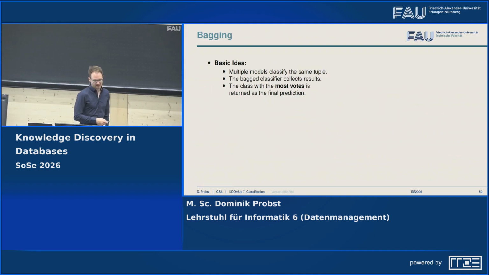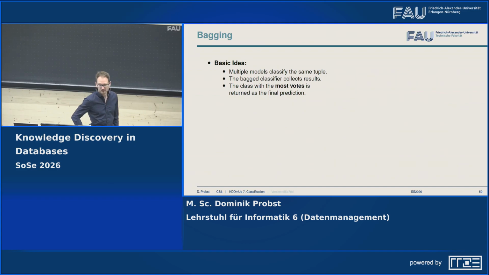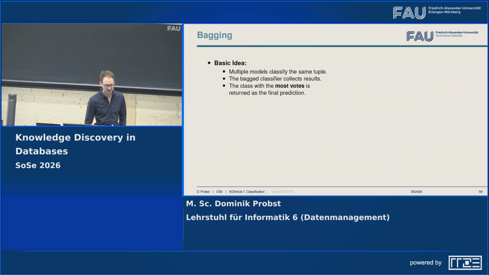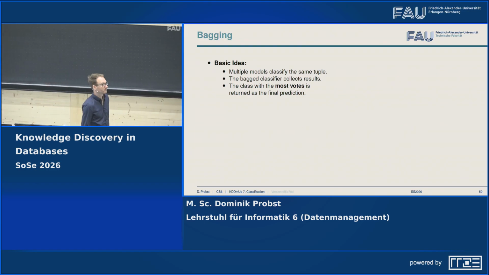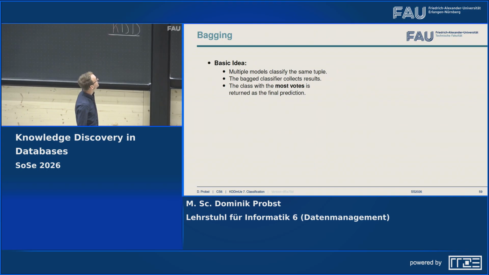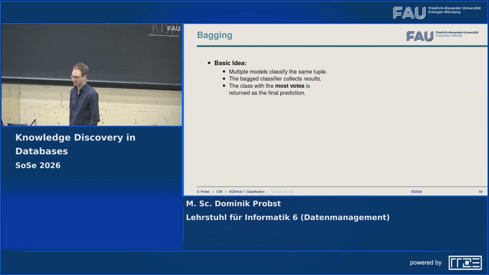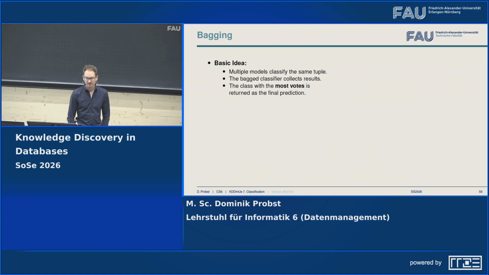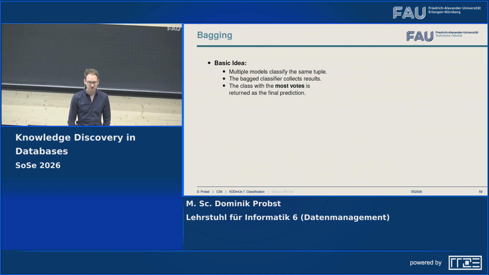Let's start with bagging. Bagging is using the idea of using multiple models to classify the same tuple. Then we have some combinator, the bagged classifier, which is combining the results and simply is using a voting model. So we are collecting the results of maybe 3 classifiers, and then the class with the most votes simply is returned as a final prediction.